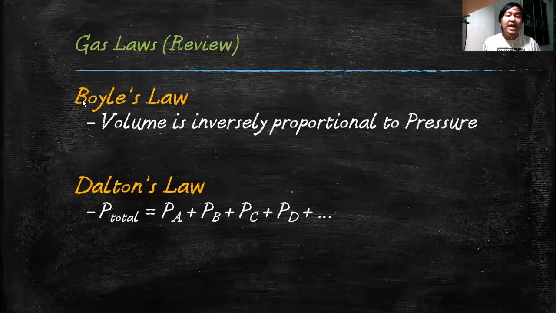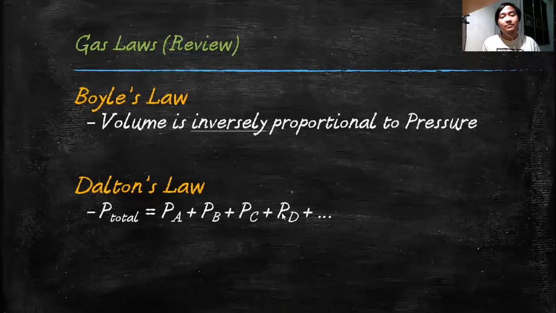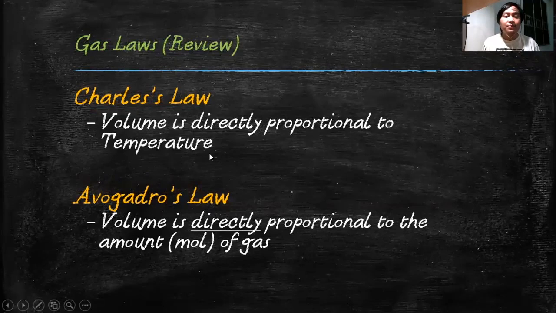So for the gas laws, we have Boyle's law. In Boyle's law, increasing the pressure of the system decreases its volume and vice versa. In Dalton's law, the total pressure of a system is the sum of the partial pressures of the individual gases. In Charles' law, increasing the temperature of the system increases its volume. And in Avogadro's law, increasing the amount of gas increases the volume of the system.